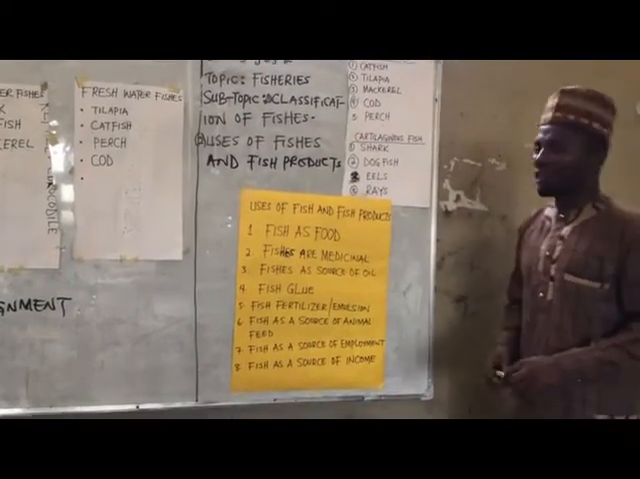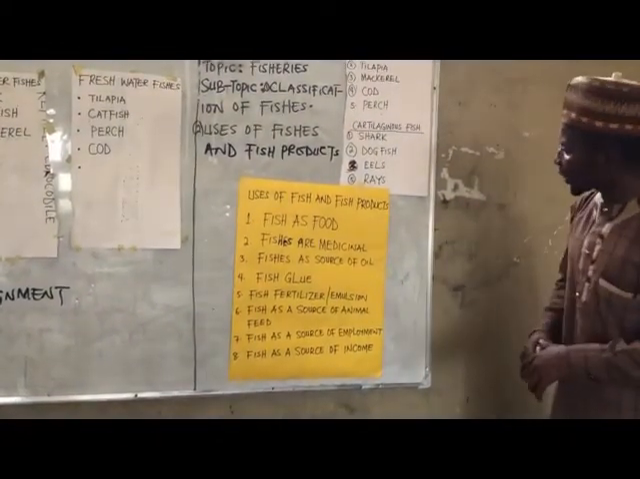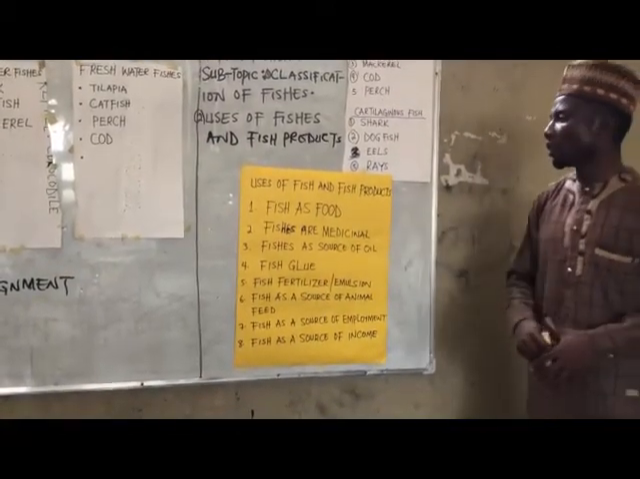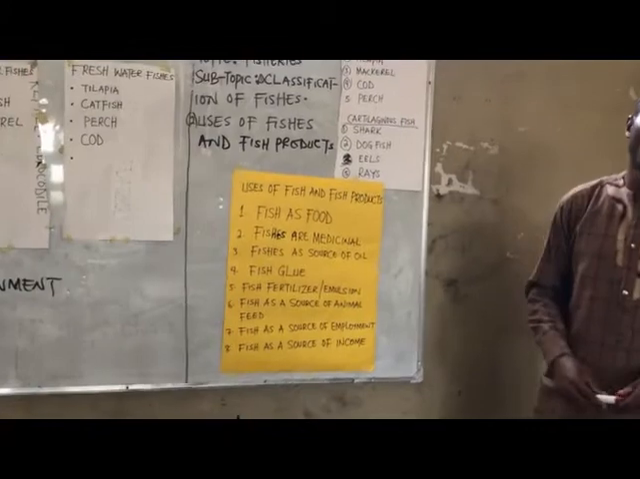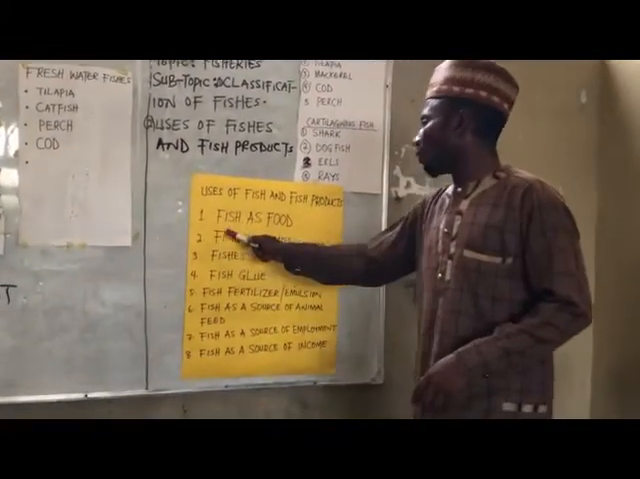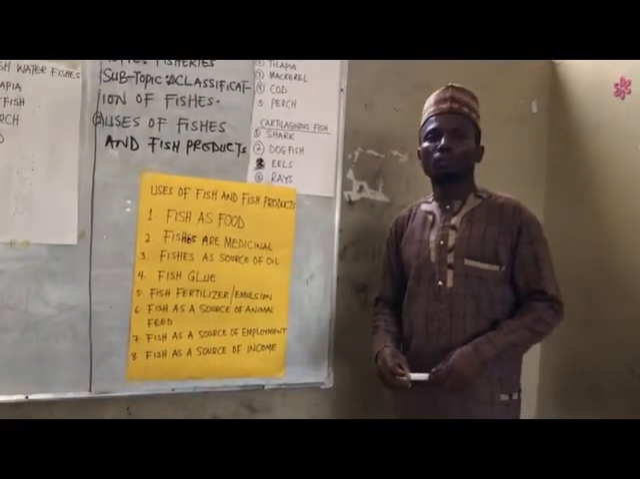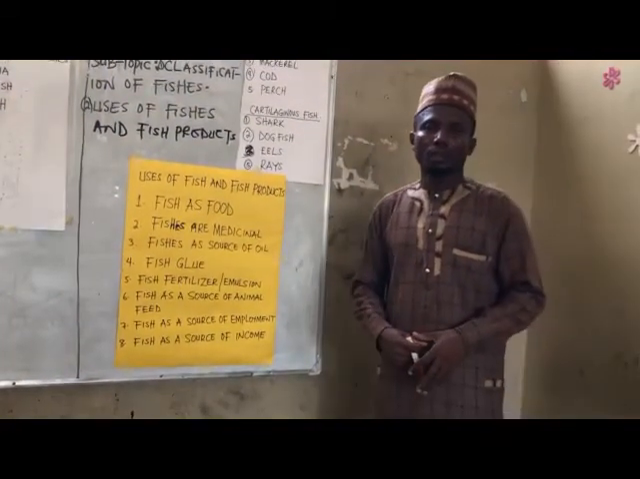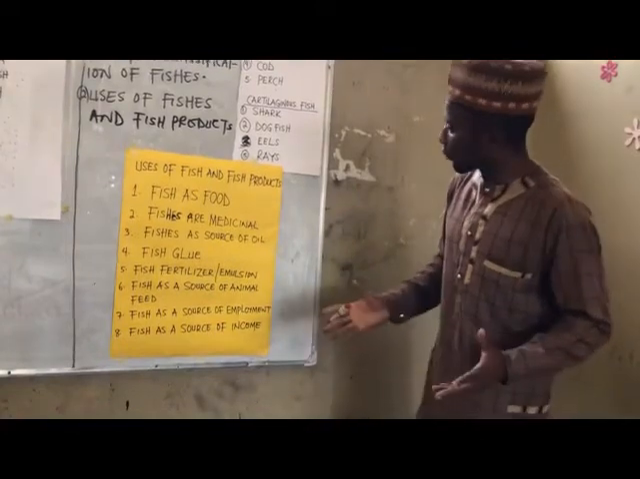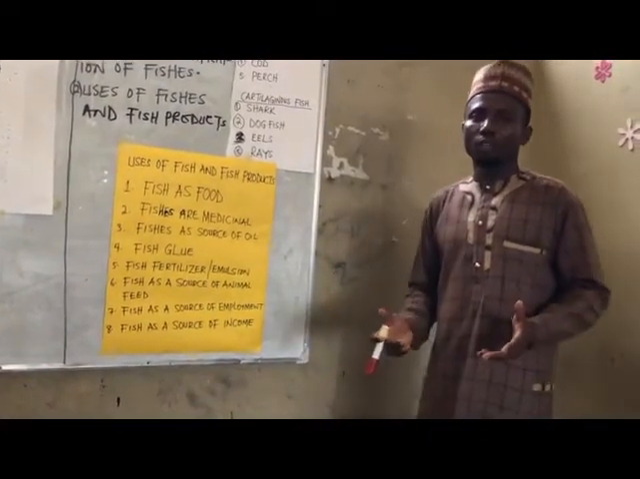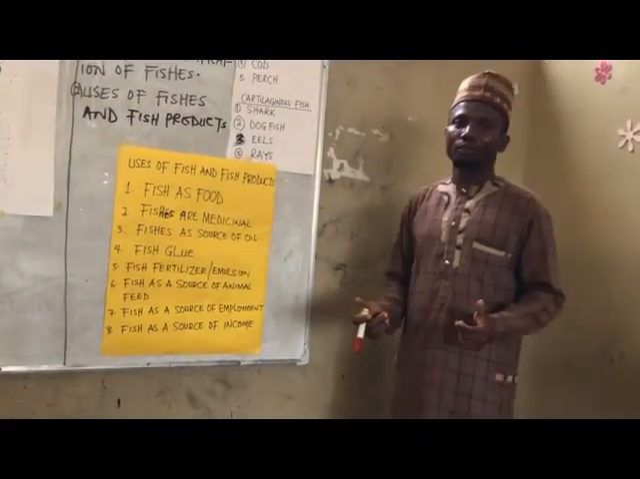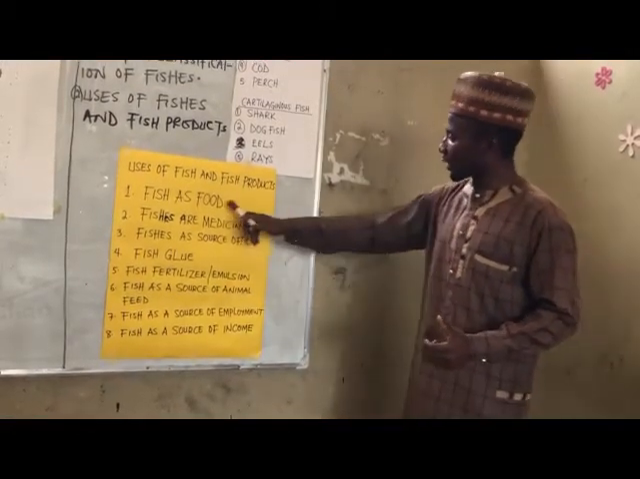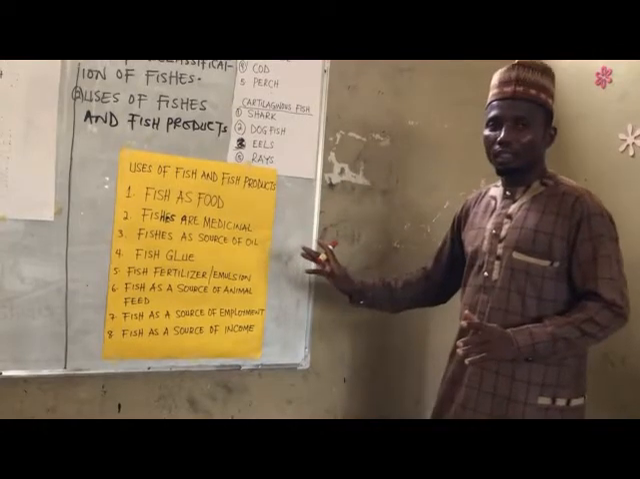Then, having known this, we look at uses of fish and fish products. What are the uses of fish and fish products? 1. Fish as food. It can be taken as food because it can provide nourishment to the body. It provides protein. So that is that. This one is self-explanatory.